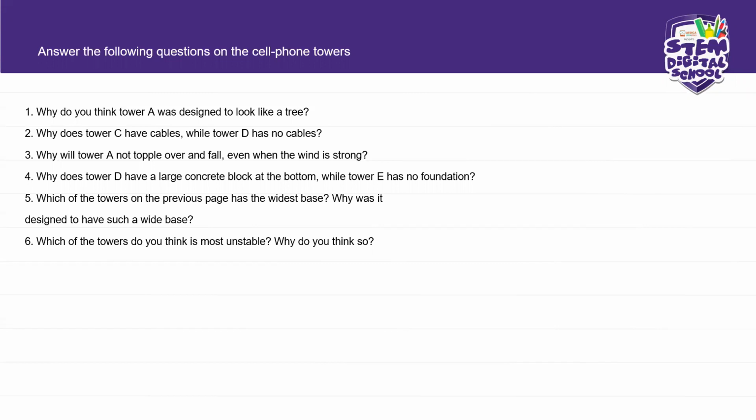Okay. Which of the towers on the previous page has the widest base? Why was it designed to have such a wide base? Which of the towers do you think is most unstable? Why do you think so? Okay, let's see. Let's look at your answers.